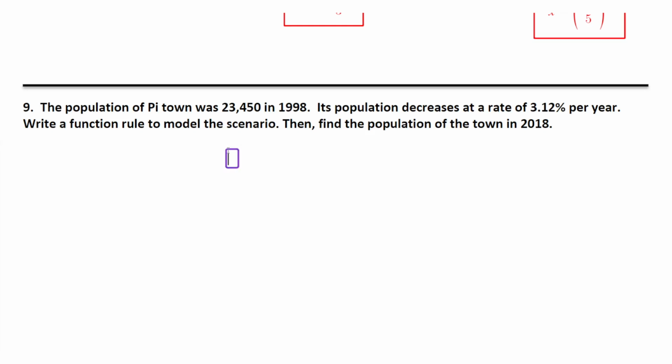So let's write our equation first. Our population in terms of time is going to be our initial population in 1998, which was 23,450, times 1 minus 0.0312 to the power of t. I do want to simplify this a little bit.